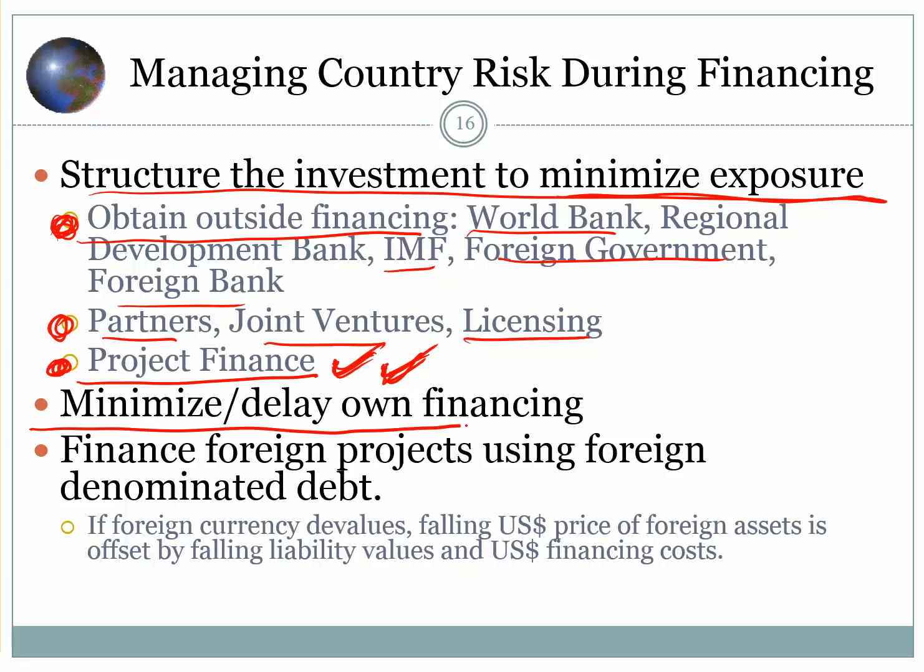Again, you can always minimize or delay your own investment. If you go ahead and do the capital budgeting and decide to go with the project and it starts getting risky over there, just delay. And then lastly, you want to finance foreign projects using foreign denominated debt. And the advantage is it reduces exchange rate risk because your interest expense and your revenues will be in the foreign currency.